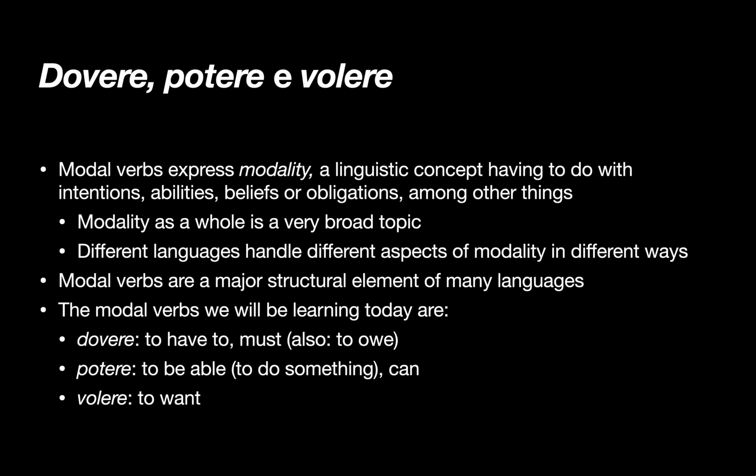So the verbs we're going to be learning today are dovere, which means to have to, or it also corresponds to must, and also means to owe. That's a less common usage of it, but that's also what it means. Potere is to be able to do something. It's used to mean can or can't. Volere is to want.